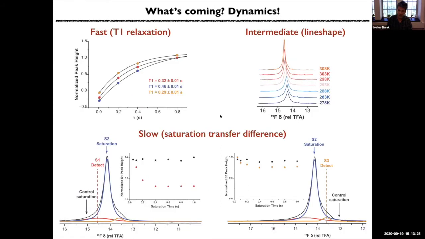And so the other thing that Austin's working on at the same time is just dynamics. He's been collecting T1s and STDs to try to look at slow timescale interconversion. You see that there are really nice plots here. We just haven't fit any kex to them.